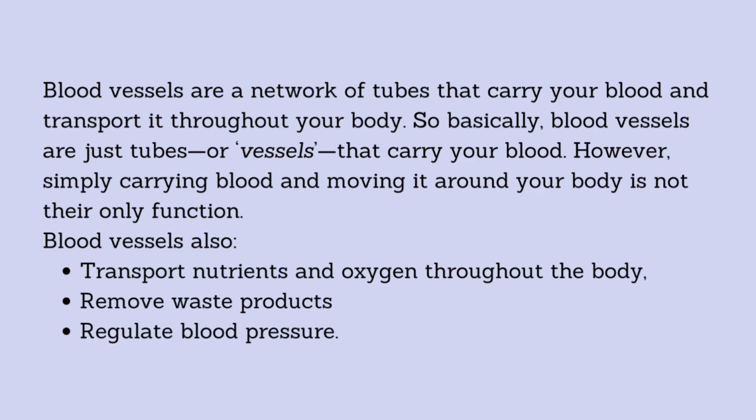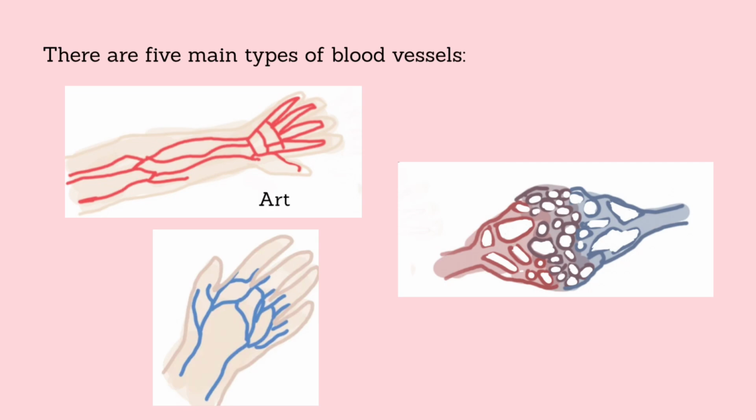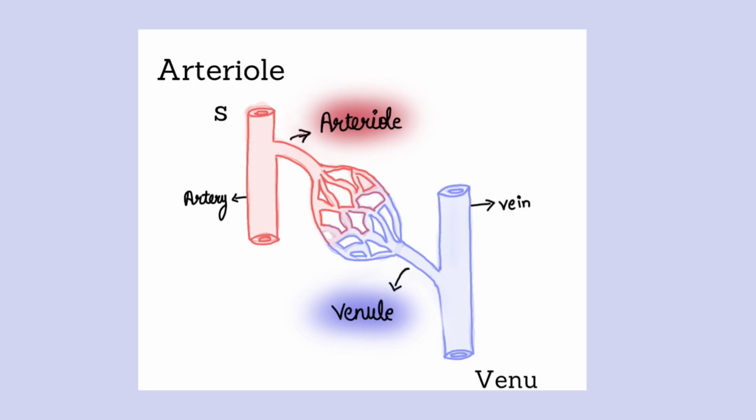However, simply carrying blood and moving it around your body is not their only function. Blood vessels also transport nutrients and oxygen throughout the body, remove waste products, and regulate blood pressure. There are 5 main types of blood vessels: arteries, veins, capillaries, arterioles and venules.